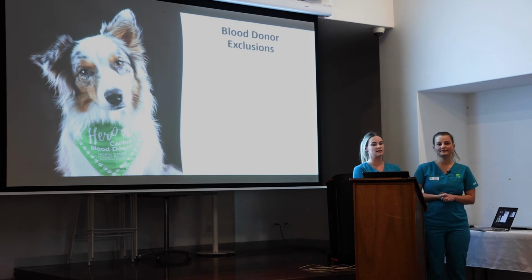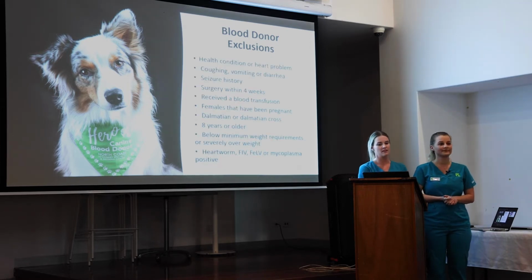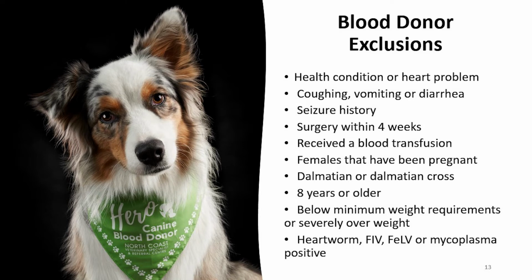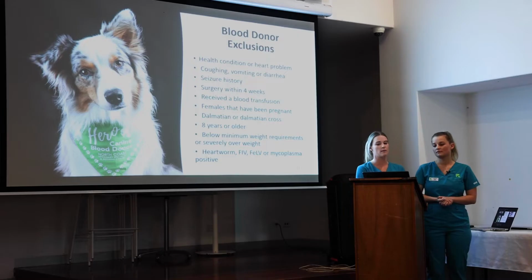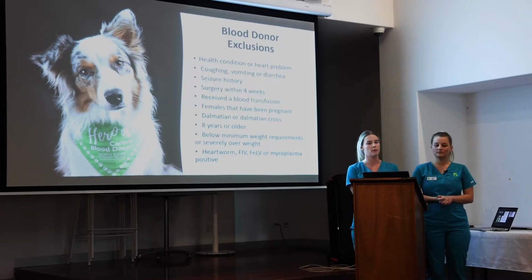Alrighty, blood donor exclusions. These are some things that you'd exclude your animal from being a donor for, and that is if they have a serious health condition, if they've been recently sick with symptoms of vomiting, coughing, or diarrhea, if they've had a seizure, if they have or will have surgery within 4 weeks, if they've ever had a blood transfusion, females if they've ever been pregnant before, Dalmatian and Dalmatian crossbreeds, patients that are 8 years and older, if they are overweight or under the weight requirements, as well as if they are heartworm, FIV, FeLV, or mycoplasma positive.